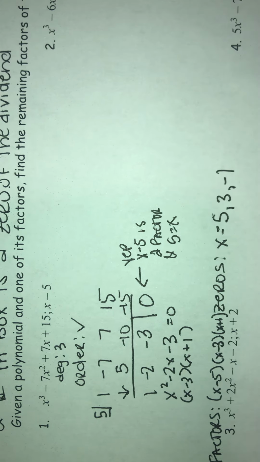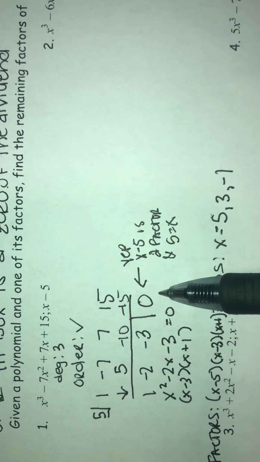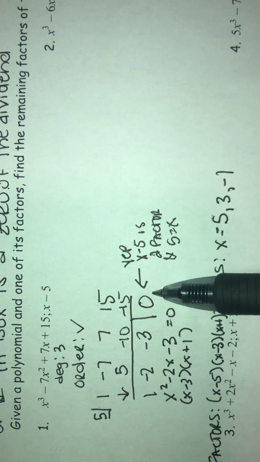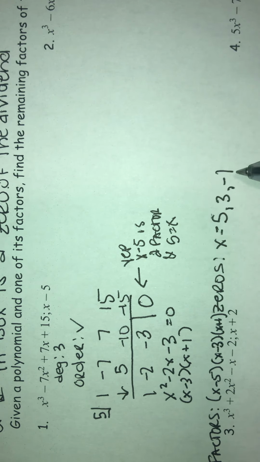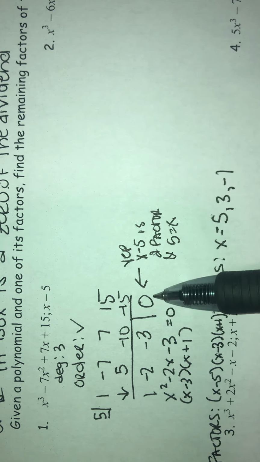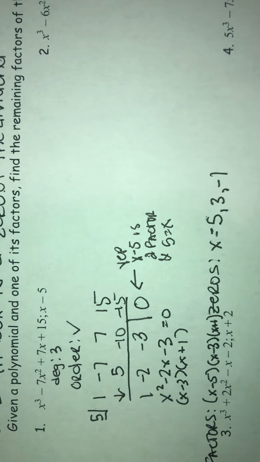So for the rest of the page, from 2 through 6, I want you to use synthetic division to find the remainder. If the remainder is 0, I want you to go on and list all of the factors and all of the zeros. If the remainder is not 0, then I want you to stop. And that is the factor theorem.